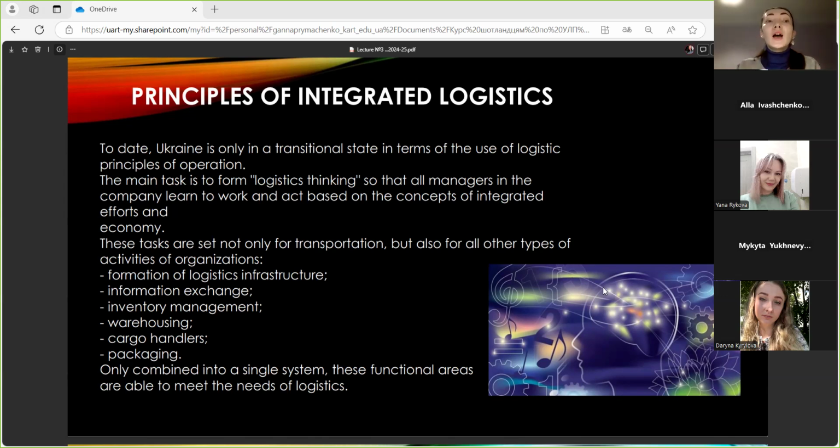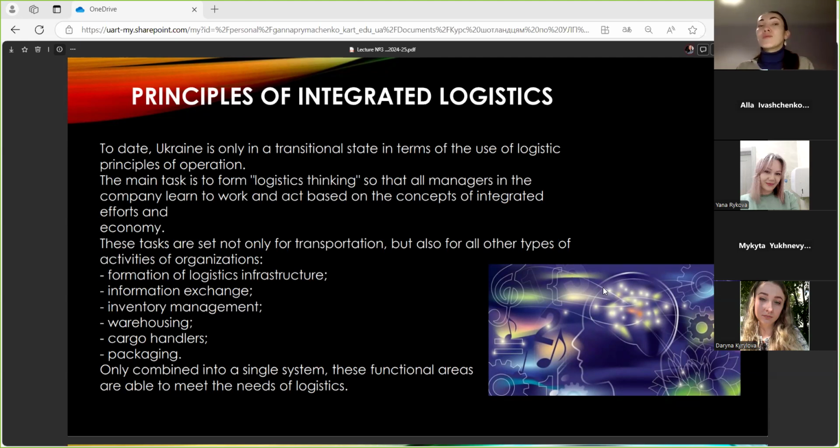To date, Ukraine is only in a transitional state in terms of the use of logistic principles of operations. Of course, Ukraine has a good geographic position for transit flows of different kinds of cargo, and it is a good position for different kinds of transport we could use. The main task is to form logistic thinking so that all managers in the company learn to work and act based on concepts of integrated efforts and economy. It will be very good.